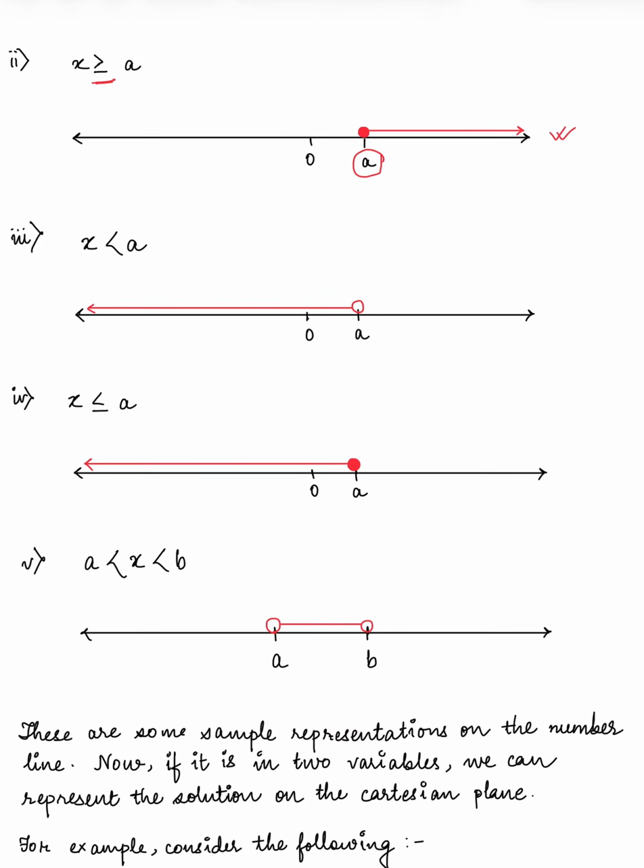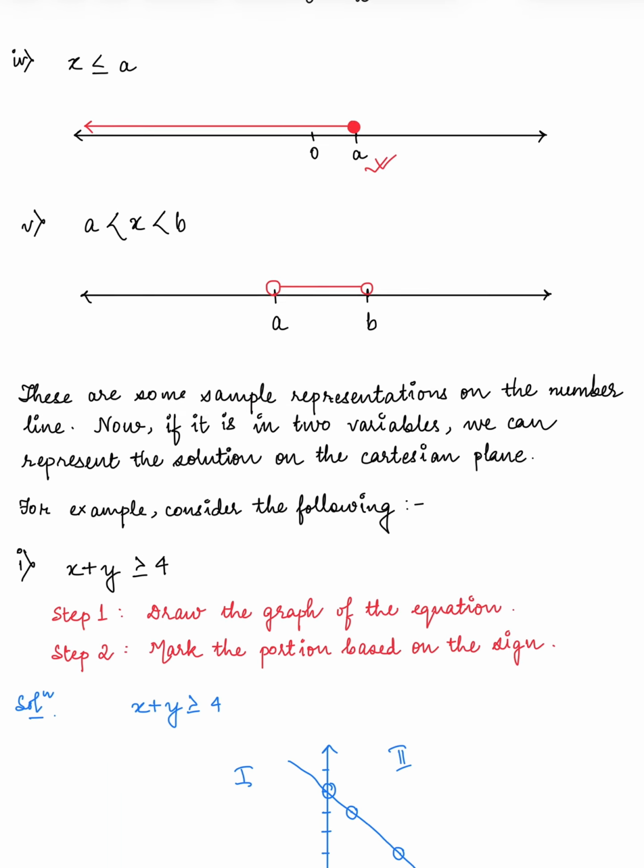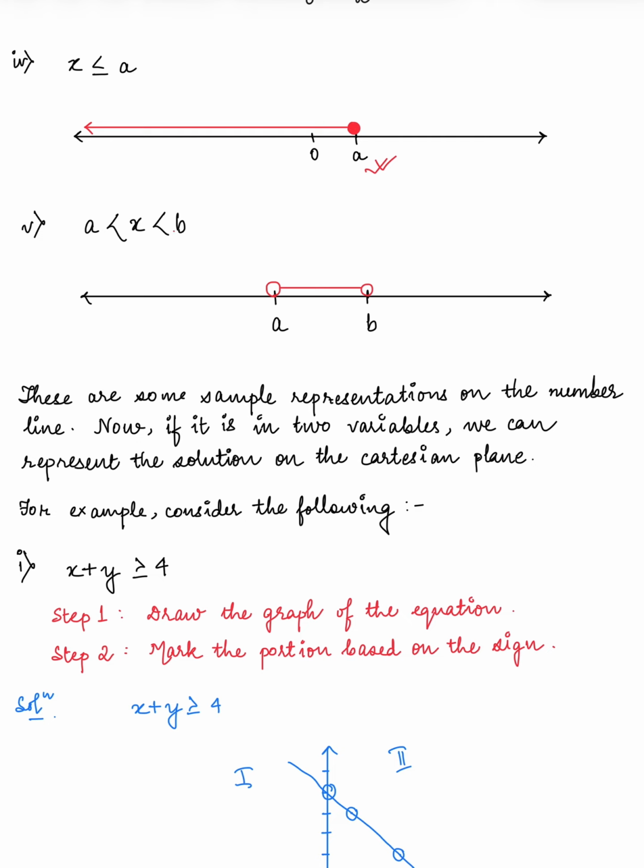Similarly, if it is less than a, then the left-hand side of a will be the solution. Again, if it is less than or equal to, a will also be part of the solution. Then there may also be cases where x is greater than a but less than b. So x is part of the solution between a and b. But since there is no equal to sign, a and b are not part of the solution. These are some of the basic representations on a number line, which is a general case. We can try and solve it for different cases as well.